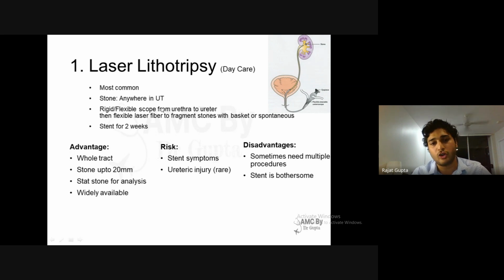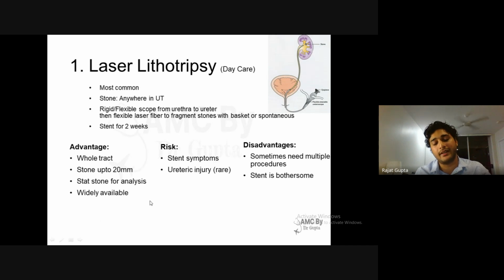Rigid or flexible scopes go from the urethra to the ureter, then a flexible laser fragments the stone. And after this procedure is done, we have to leave a stent in situ for 2 weeks because the stone fragments will keep on going down and it can further precipitate pain if the stent is not there. So we put a DJ stent for 2 weeks. What are the advantages? It covers the whole tract, stone up to 2 centimeters, and you'll get the stone right away and you can send it for further testing, and it is widely available.